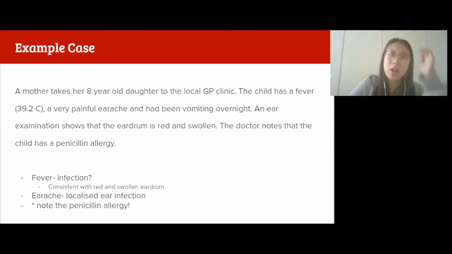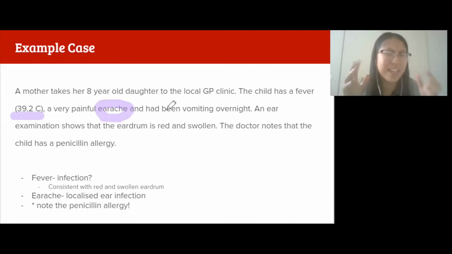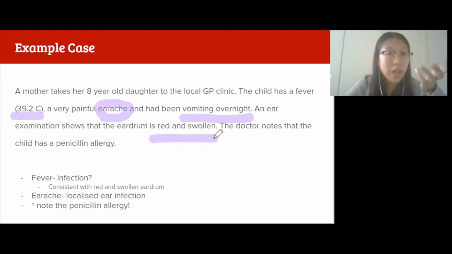When we go through a scenario like this, there's a couple things to keep in mind. First of all, you just have to brainstorm for a little bit, right? They've got a fever, so we're looking at something systemic, systemic meaning it's affecting the whole body. Very painful earache, so it's probably localized. We're looking at some sort of pathology in the ear, and vomiting overnight. So that's another systemic feature. So we're thinking, okay, she's got a fever, red and swollen. Is this an infection, right?